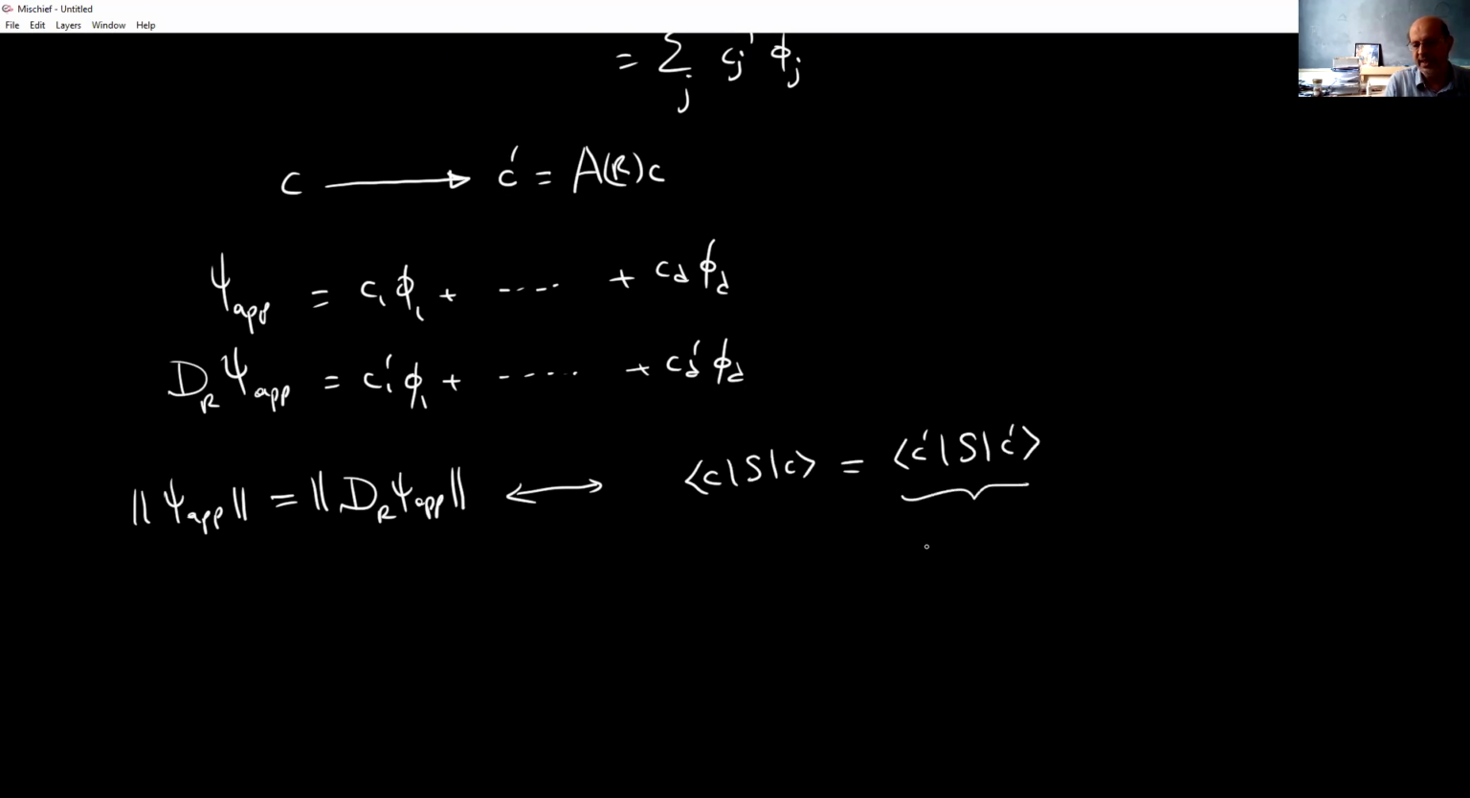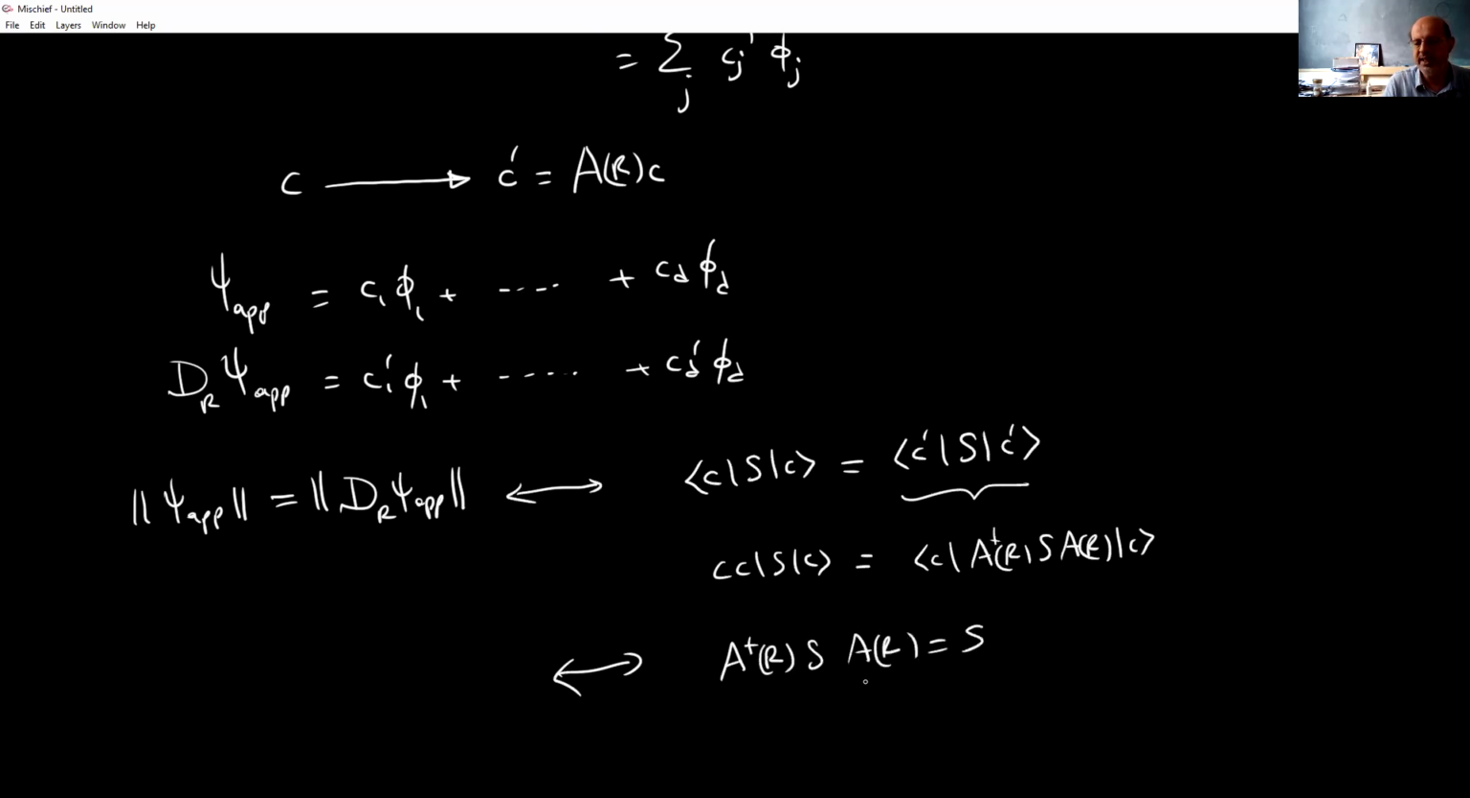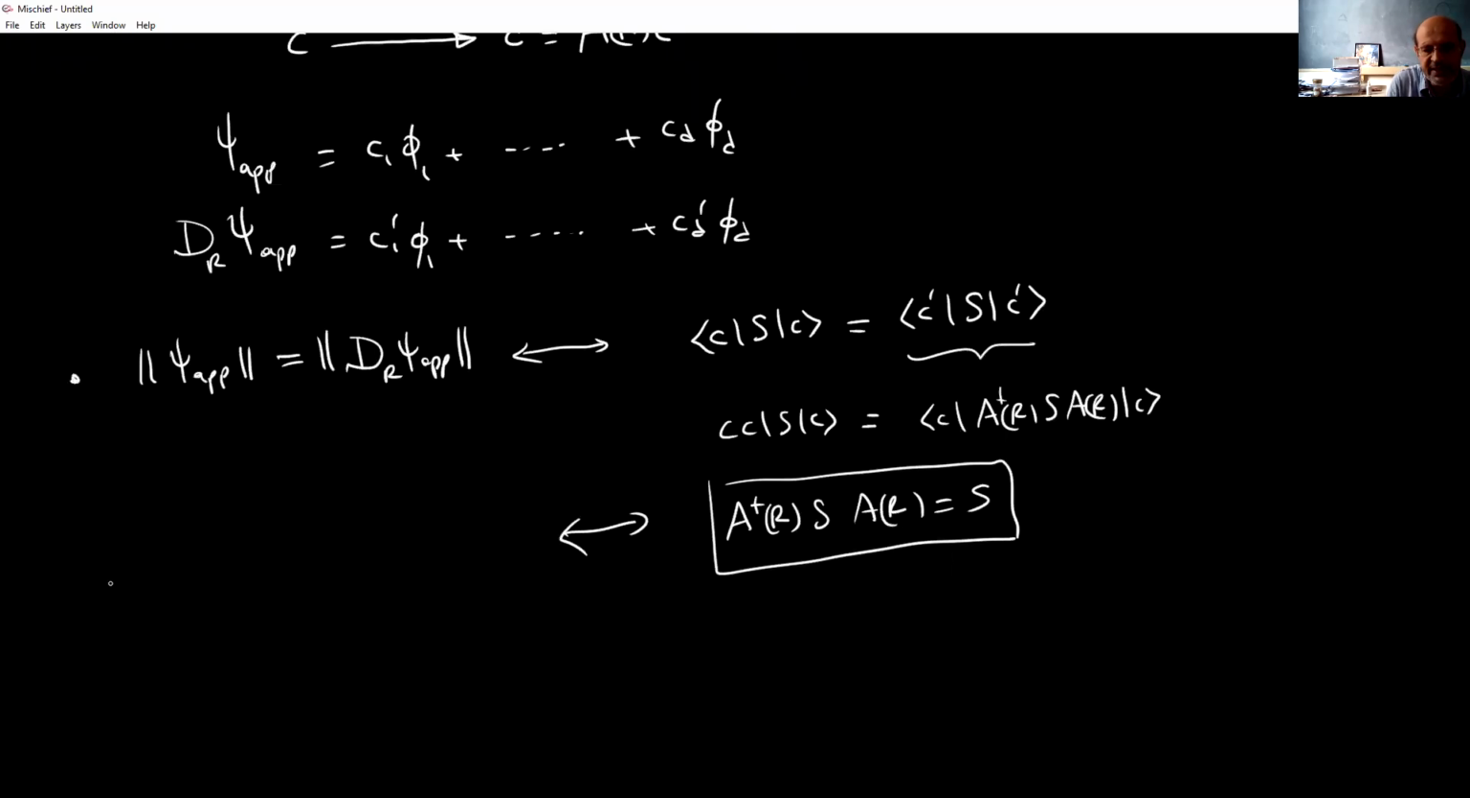I can express it like this. This is like C times A dagger(R) S A(R) C. So that's C S C, which then implies that this A dagger(R) S A(R) is equal to S. So the S matrix doesn't change under this transformation. Okay, so the symmetry implies this. So that's one of the implications.